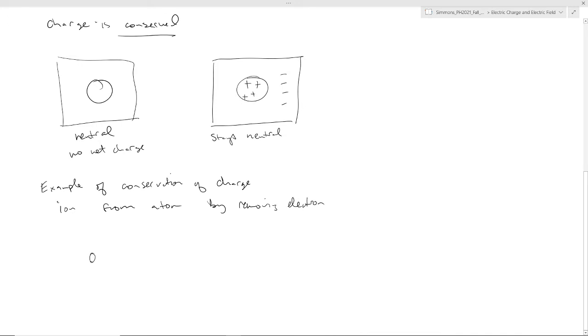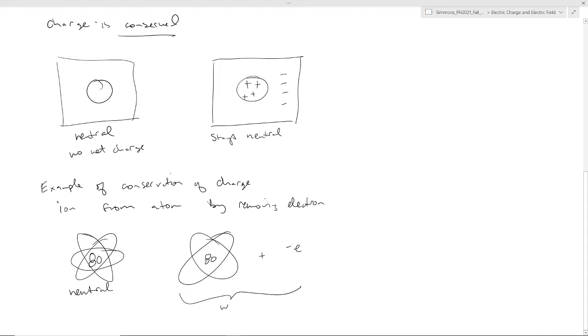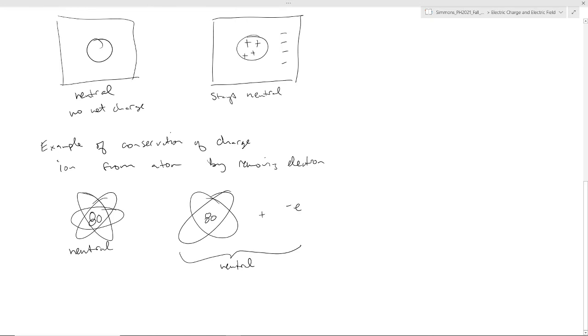So, maybe you have, it's kind of the cartoon of this. You have some atom, and if this was neutral, you remove an electron from it. This combination remains neutral. Okay. What else? It's kind of the idea of charge.